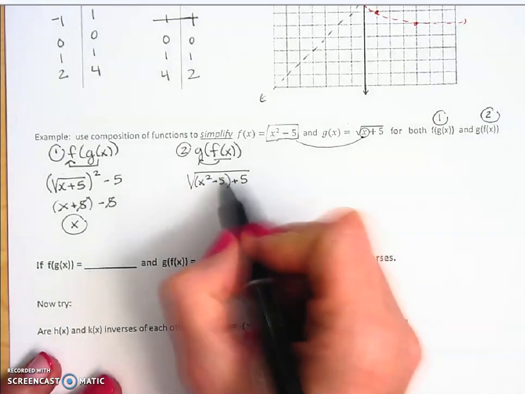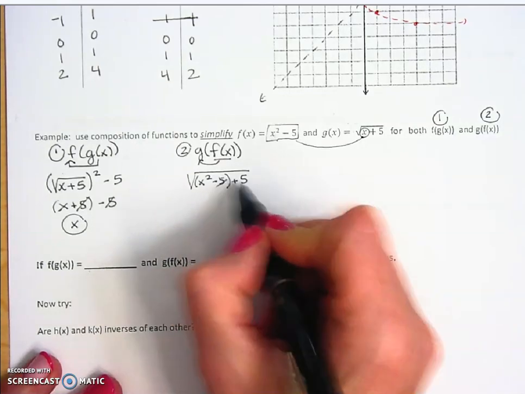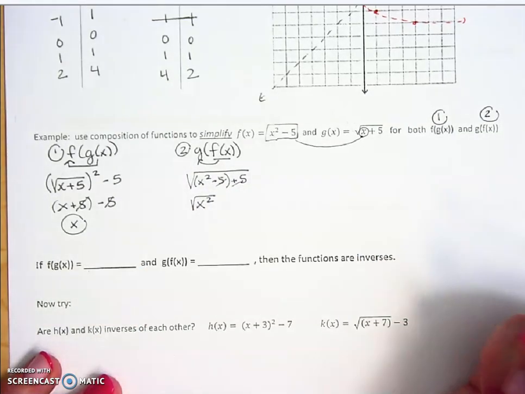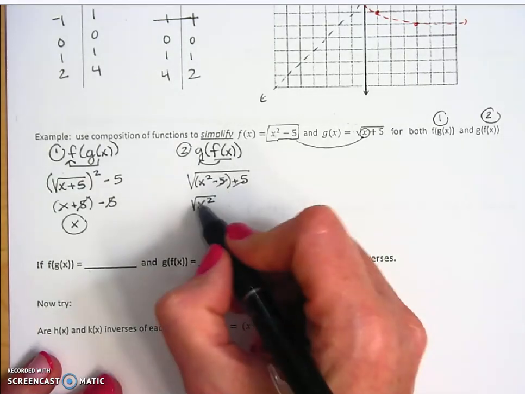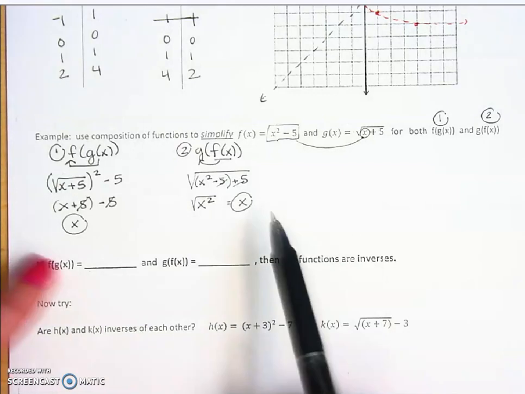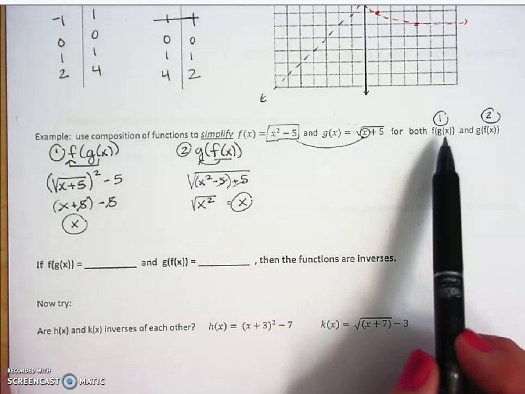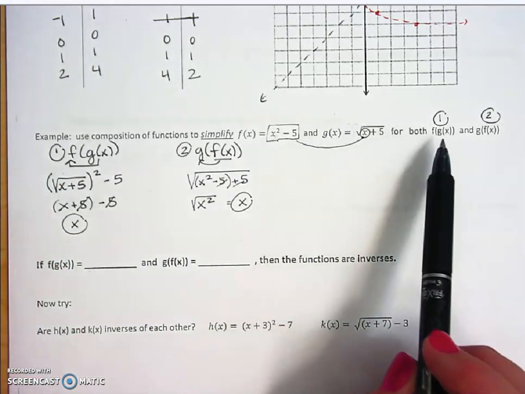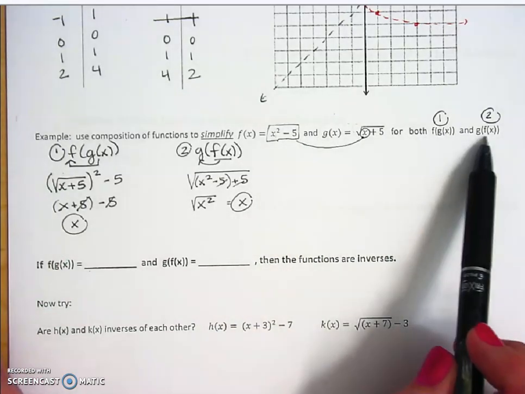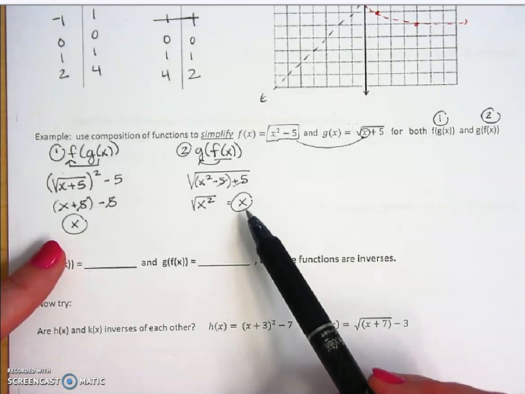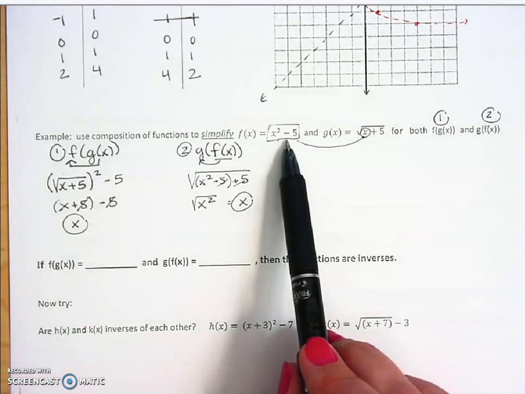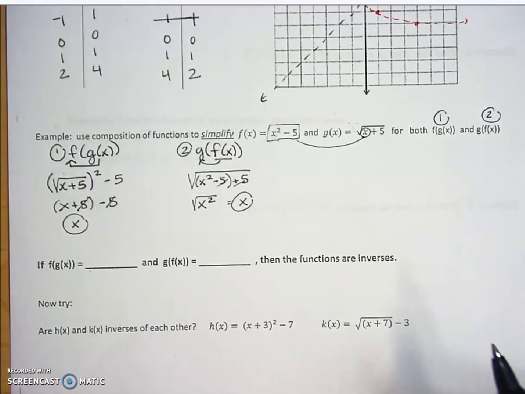So now working inside here, I see that the negative 5 and the positive 5 cancel, leaving me square root of x squared. And the square root cancels out the squared, leaving me just x. Now what we've just done is shown that the composition of functions in either direction, whether g goes into f or f is subbed into g, both of them simplify to x. And this is a mathematical proof, or an algebraic proof, that these functions are inverses of each other.